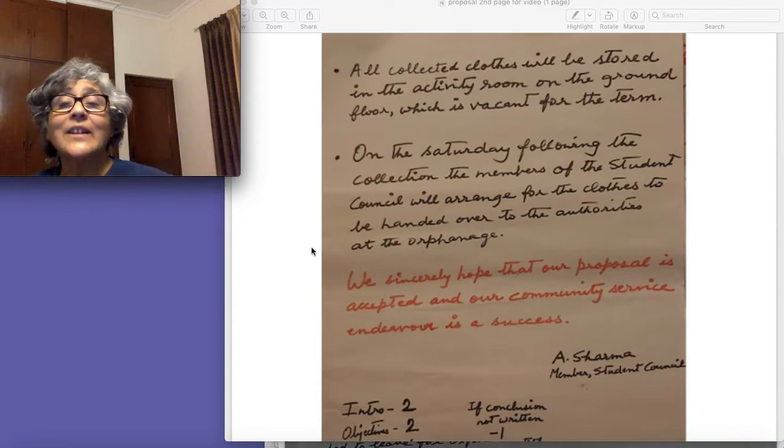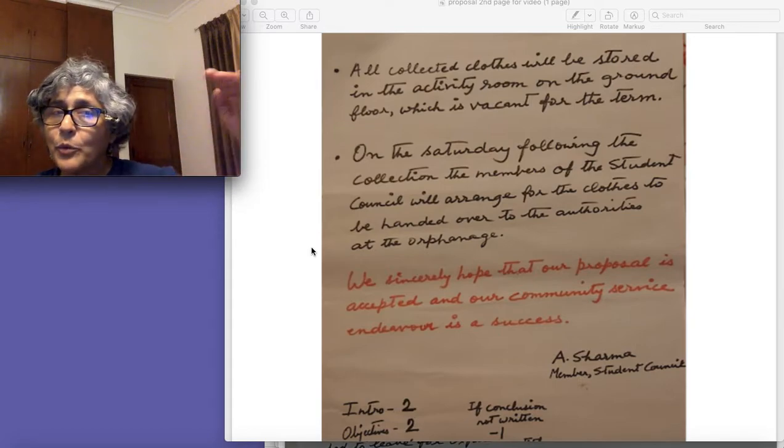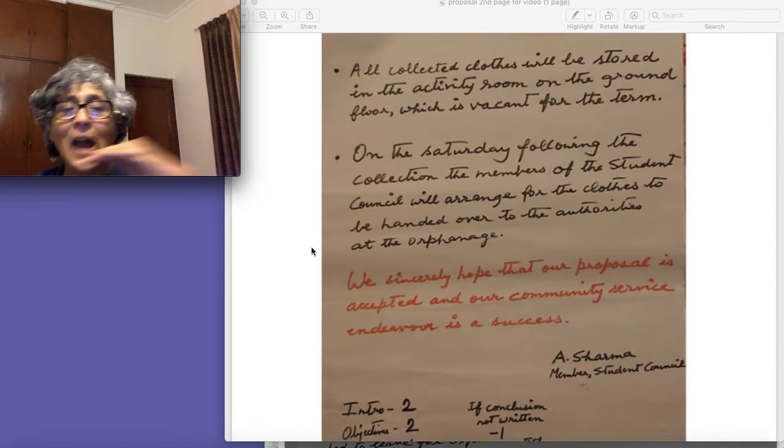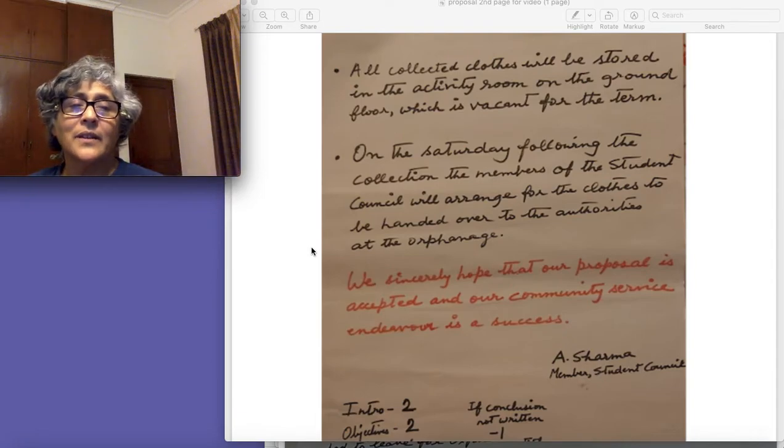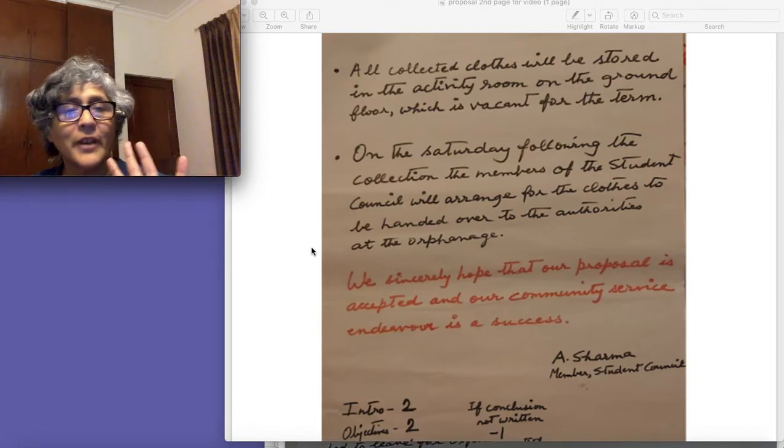So all collected clothes will be stored. Where will it be kept? In the activity room. And finally, on the Saturday following the collection, the members of the student council will arrange for the clothes to be handed over to the authorities at the orphanage. So the responsibility of the student council to hand over is also done. So the entire proposal from the beginning to the end, how it will be conducted, has been given. Right? 4 to 5 points.